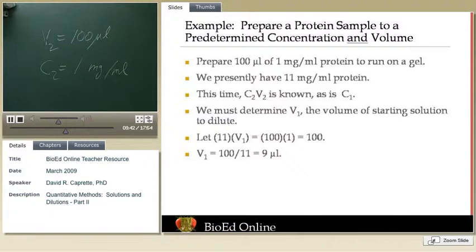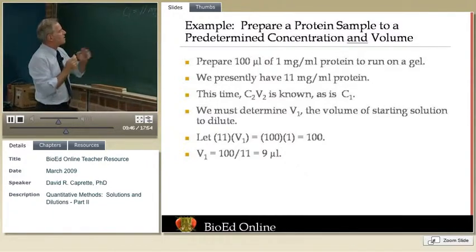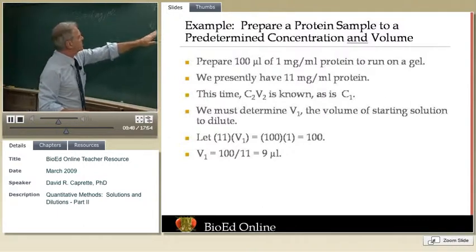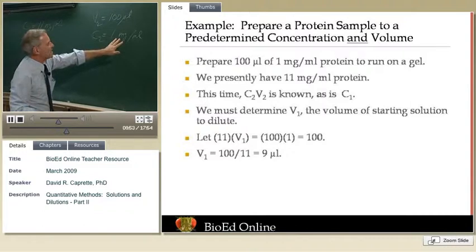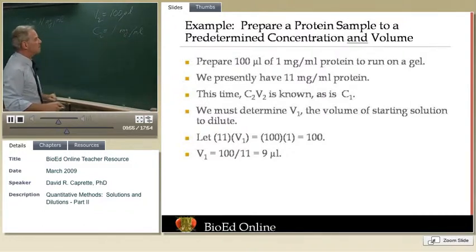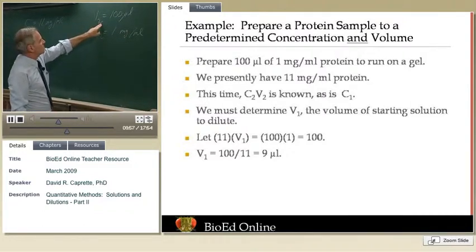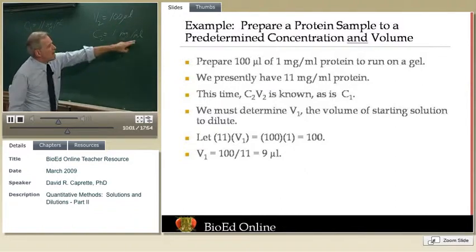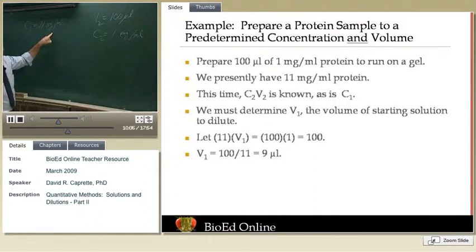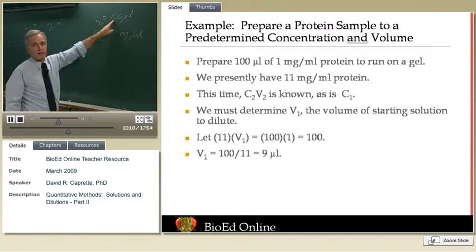Well, let's see what we have here. We have concentration units that match: 11 milligrams per milliliter and 1 milligram per milliliter. Our desired final volume is in microliters. I'm not worried about matching up the volumes and using corresponding units because V1 is not calculated yet, and the calculation that we arrive at will be, in fact, in microliters.